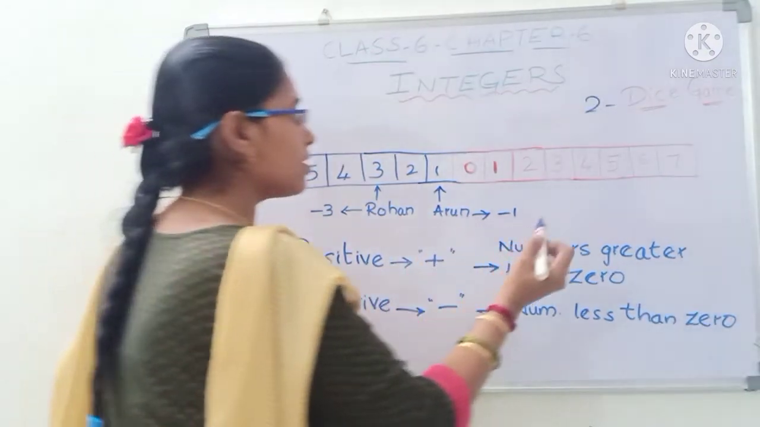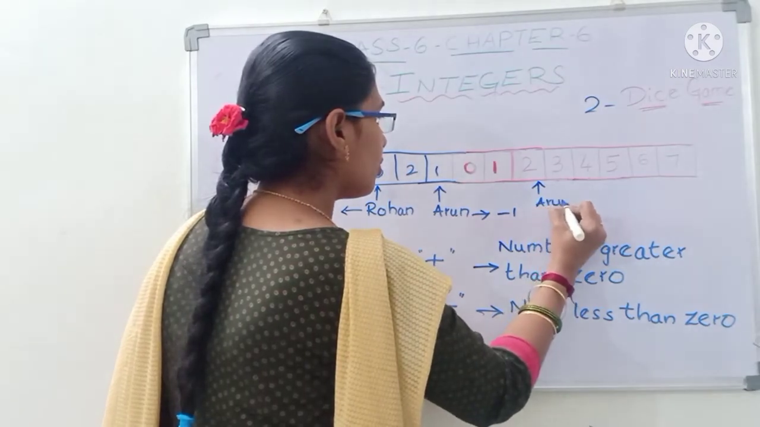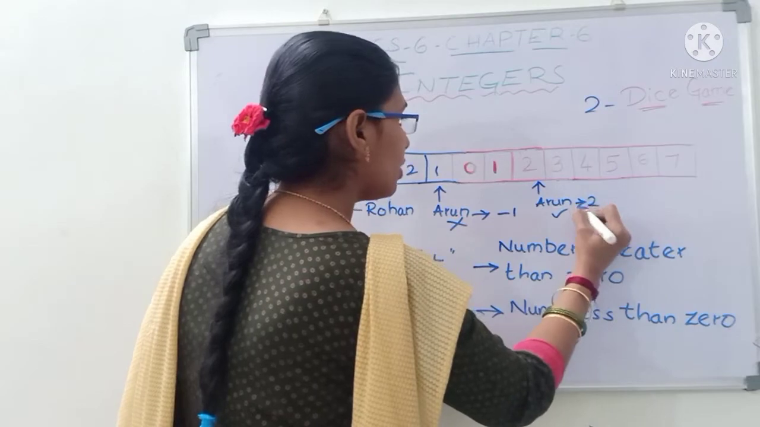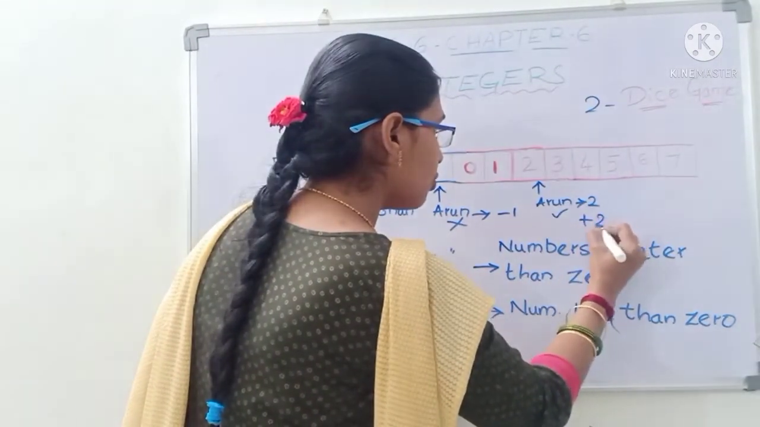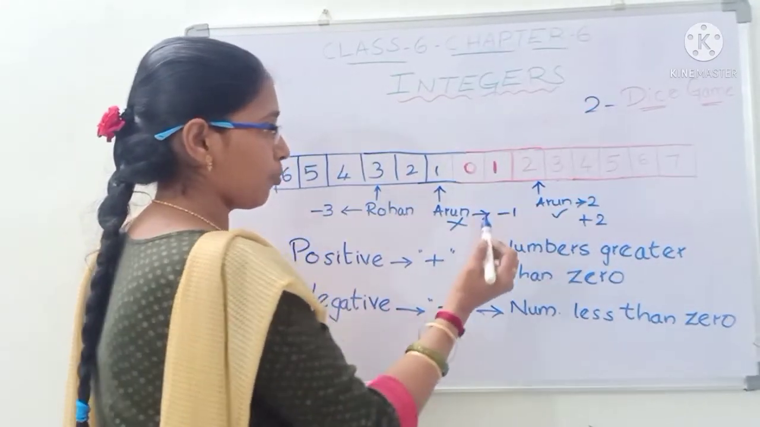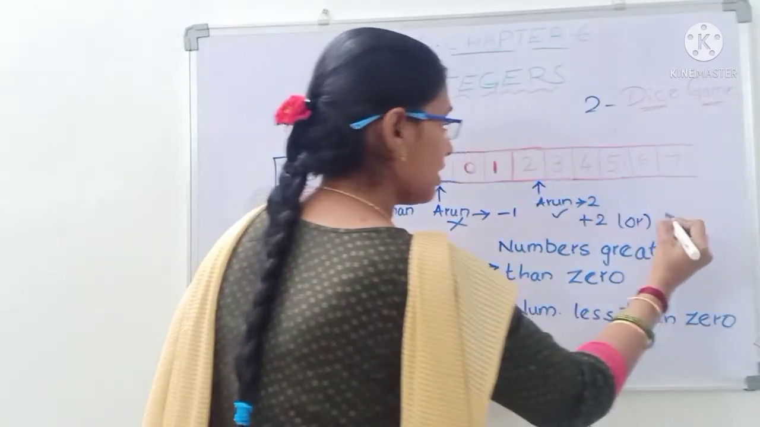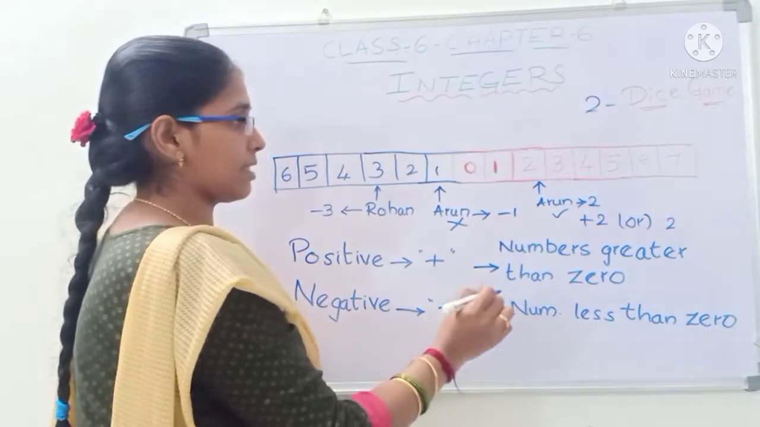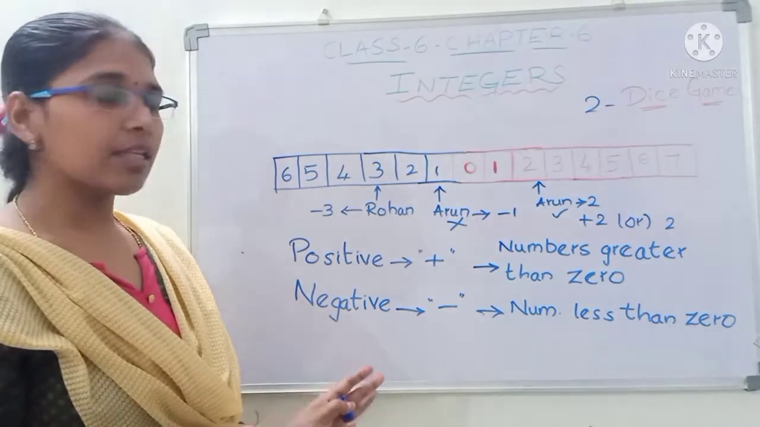If suppose the new position of Arun is 2, then you can just say 2 or plus 2. Plus 2 means 2 steps after 0. Plus 2 or just 2 is the same. If there is no symbol, it just means plus. So there are many situations like this, children. There are temperatures.